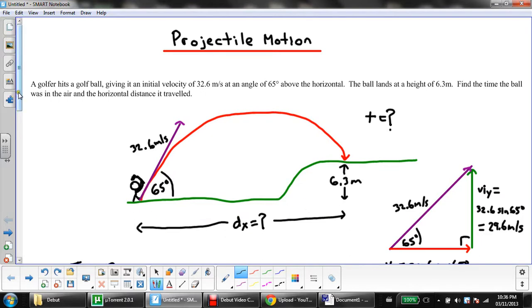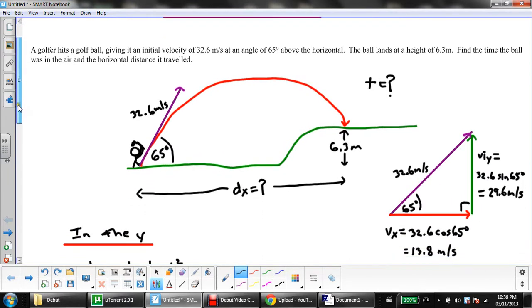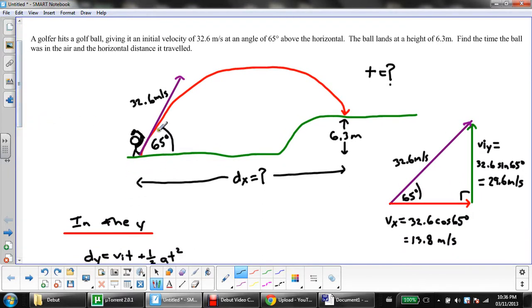So this question is immediately different from the other one, because the other one had no y velocity to start. This guy has a y velocity. As a matter of fact, he's got some x velocity and he's got some y in this question. So my suggestion to you is always, always, always, when you've got a question where the initial velocity is on an angle somewhere, so it has some x and some y, you just find out what it is.